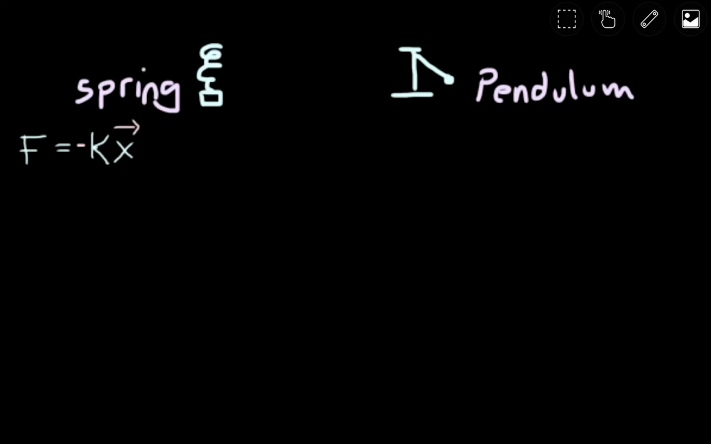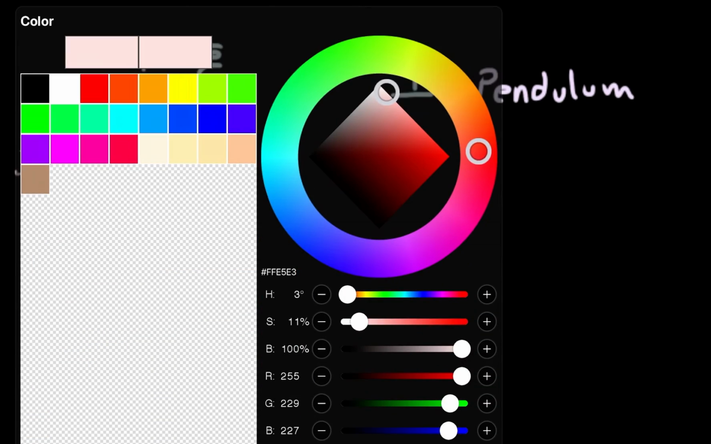And if it's a vertical spring, the only difference is you expand force into mass times acceleration or mass times gravity, because gravity is acceleration, so they're pretty much the same thing.